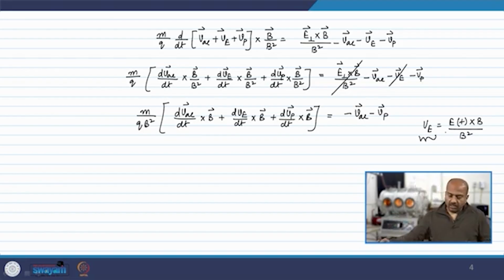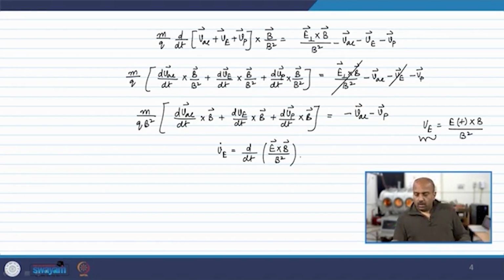Now, since the electric field is time dependent, the particle's trajectory should also change with respect to time. So, we can say that V E dot is d by dt of E cross B by B square. Let us try to understand what I have written. Generally, V E is E cross B by B square.